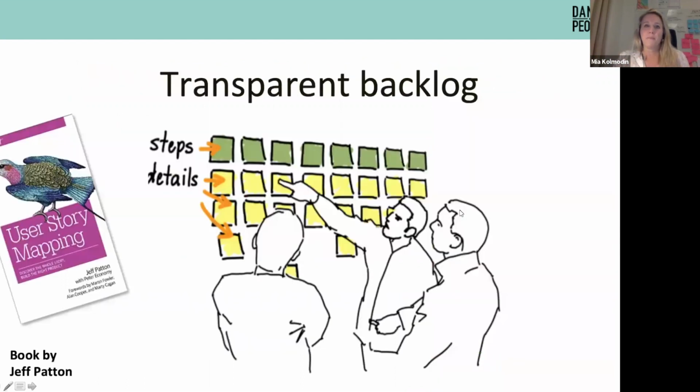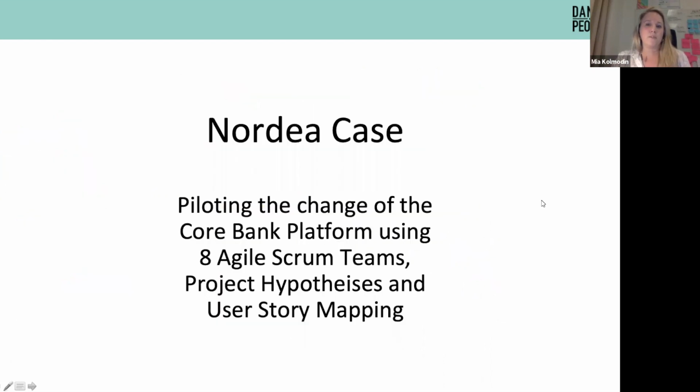So a transparent backlog, as you can see, you can read the book. The book is a couple of years old now already, but I think it's still valuable. And I think this is a super good method for product owners to take ownership over the planning and work together with the team. But of course, you need to have an understanding of the problem and the context to be able to do this. So you need to do some research around it first.